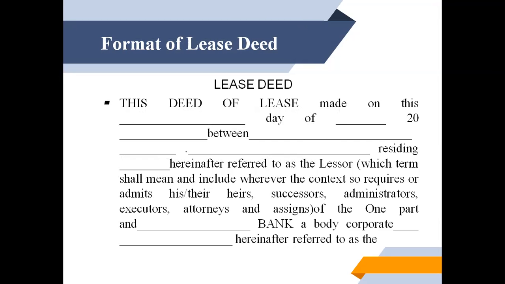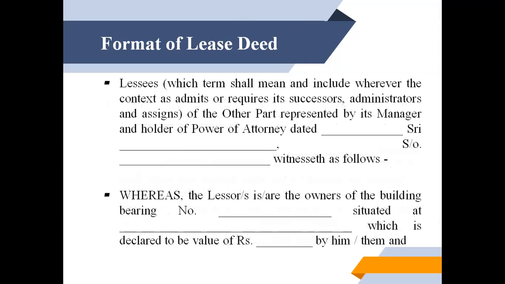This deed of lease made on dash and dash day of this month of this year between Mr. A, son of so and so, resident of so and so, hereinafter referred to as the lessor, which term shall mean and include wherever the context so requires or admits his or their heirs, successors, administrators, executors, attorneys, and assignees of one part, and a bank or a body corporate hereinafter referred to as the lessee, which term shall mean and include wherever the context so admits or requires its successor, administrator, and assignees of the other part represented by its manager and holder of the power of attorney dated so and so, Shri so and so, son of so and so, resident of so and so, witness as follows.